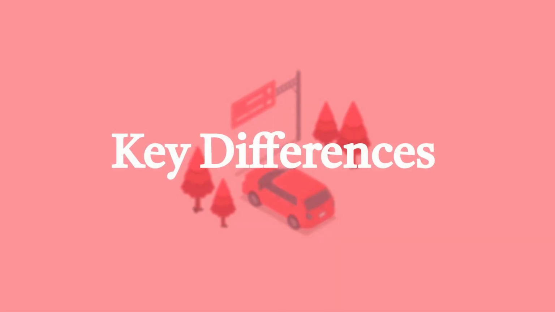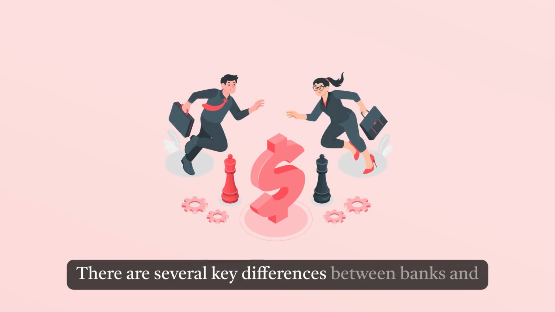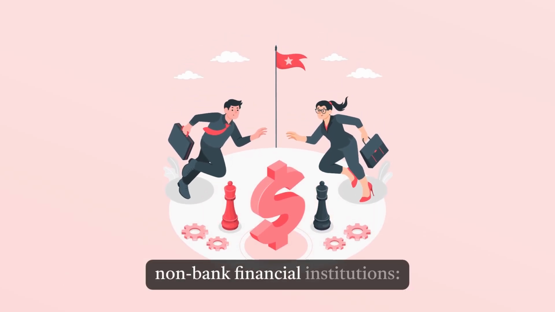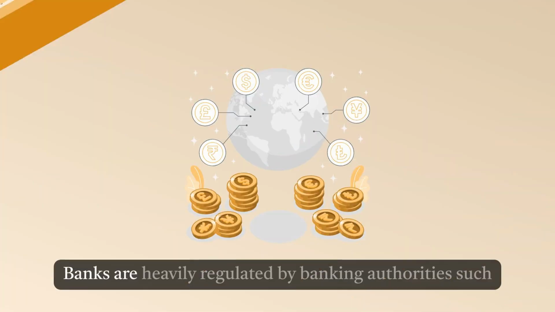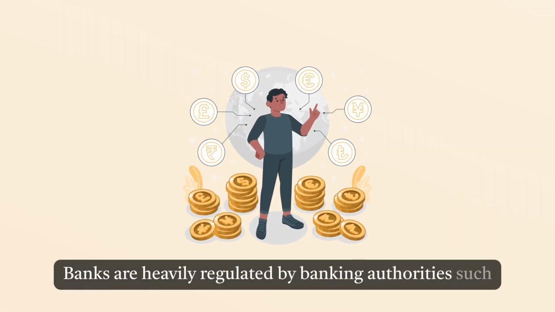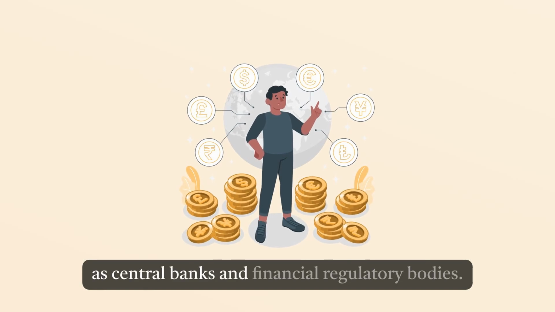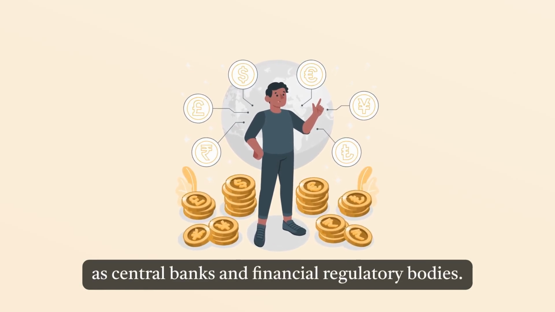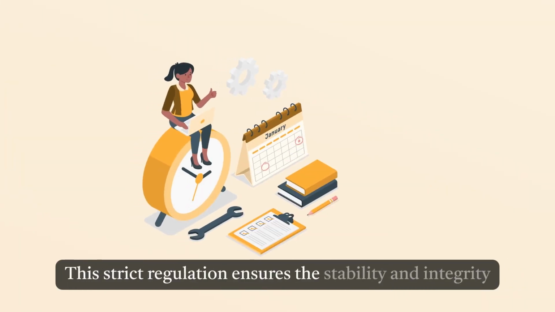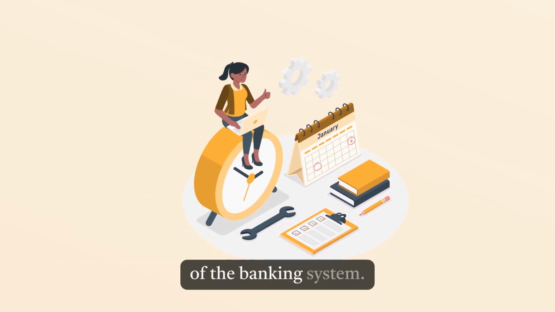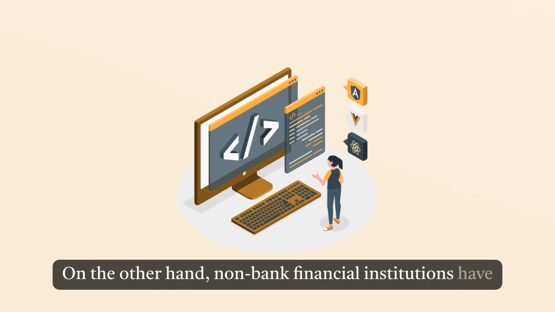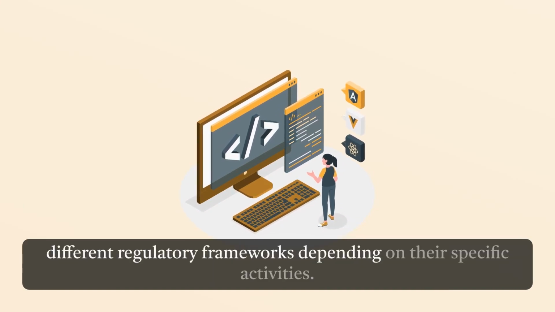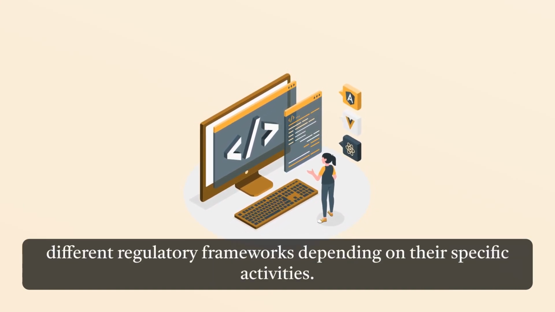Key differences. There are several key differences between banks and non-bank financial institutions. Regulation. Banks are heavily regulated by banking authorities, such as central banks, and financial regulatory bodies. This strict regulation ensures the stability and integrity of the banking system. On the other hand, non-bank financial institutions have different regulatory frameworks depending on their specific activities.